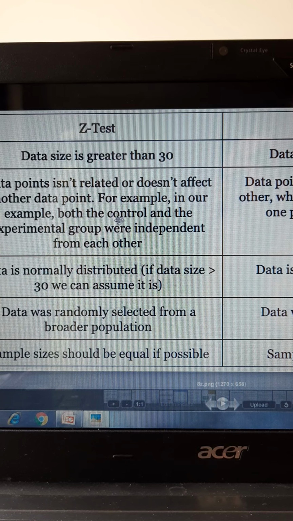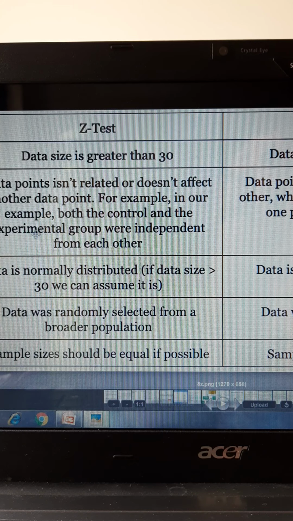We are talking about two samples. When we have dependent data in two groups, for example, one group of male and female, the data is normally distributed, a normal distribution curve. Data was randomly selected and the size should be equal, and if not, it should be more. The sample size should be equal for both the groups.